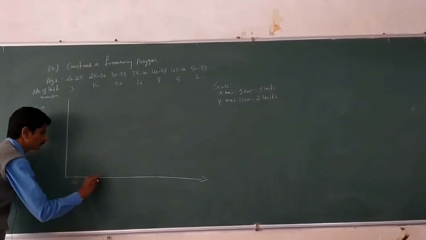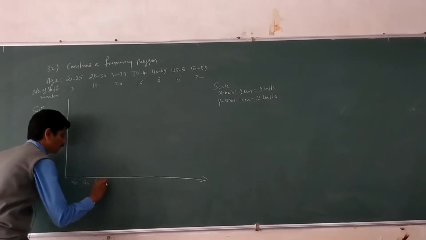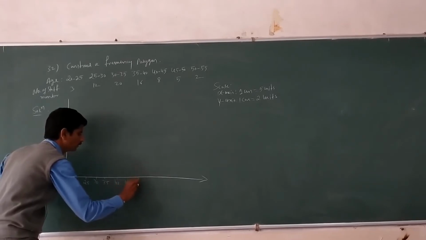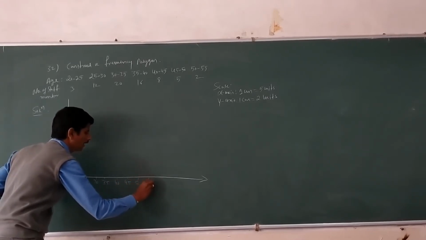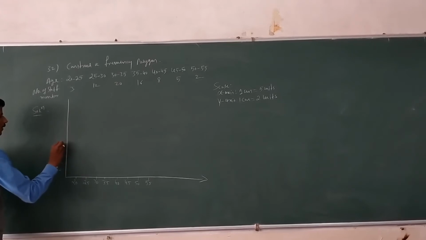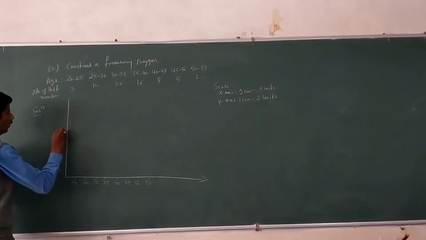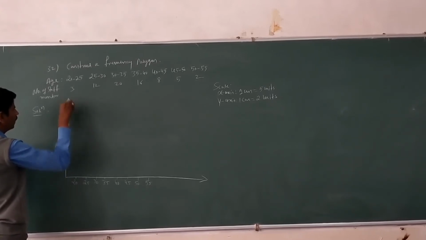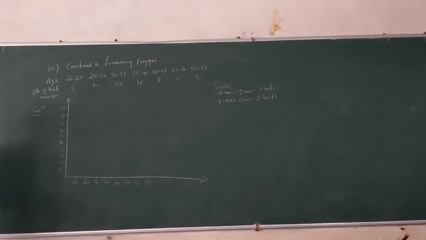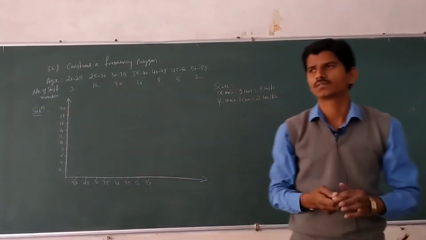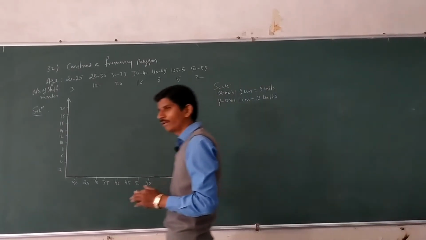25, 30, 35, 40, 45, 50, and 55. Now, the frequency polygon. Here, the frequency polygon.